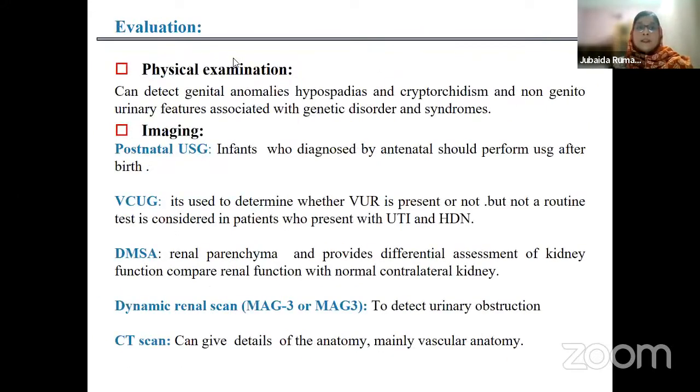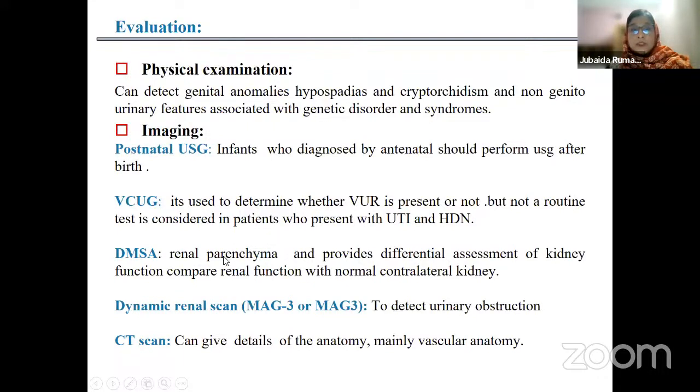For the evaluation part, if there is any anomaly, we can detect it by physical examination. And imaging has an important role, like antenatal imaging and postnatal ultrasonogram. We can find the renal ectopy and the position of the kidneys. A voiding cystourethrogram we can also do if there is VUR, but it is not indicated in all cases. When the patient has UTI or hydronephrosis, a voiding cystourethrogram can be done.